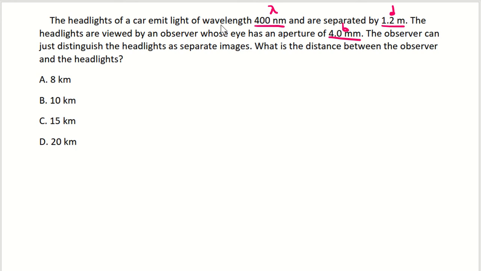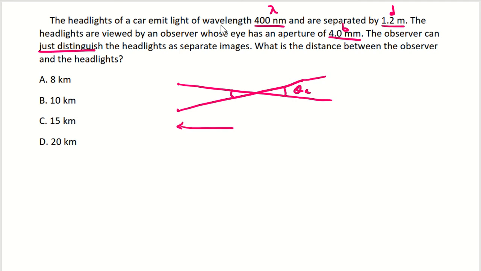The observer can just distinguish. So the angle subtended from the headlights, these are the headlights, this angle, which is equal to the angle between the two maxima, should be equal to the critical angle, because he said just distinguished. What is the distance between the observer and the headlights? So he's asking about this distance, between the observer's eye and the headlights.